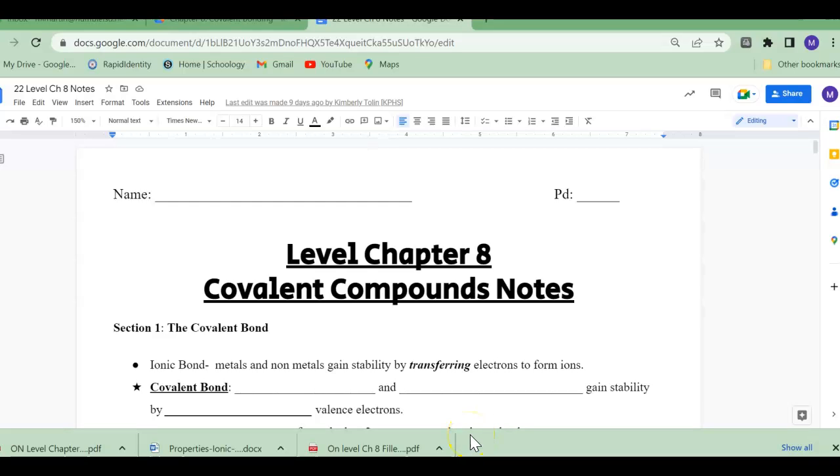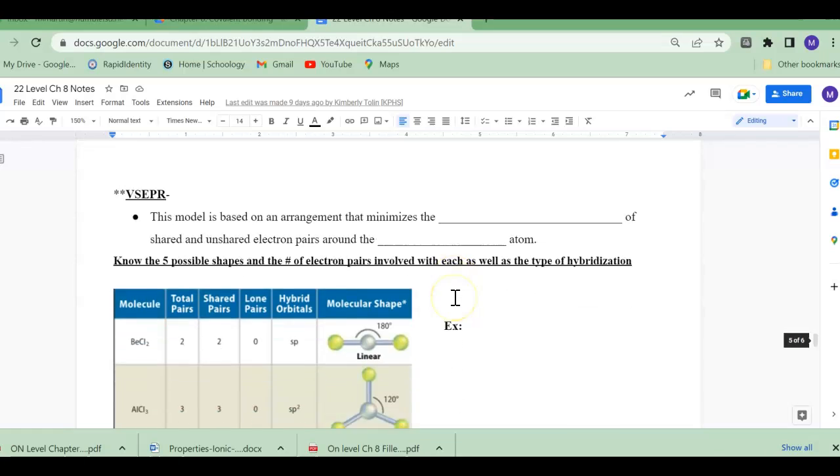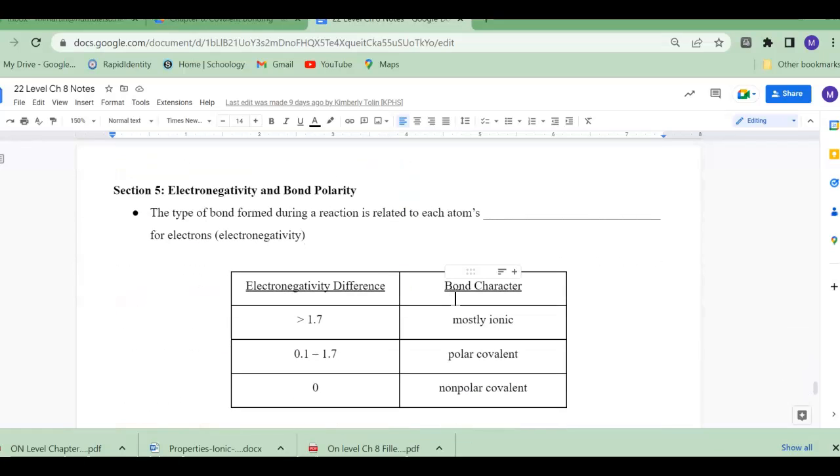This is Chapter 8 for Chemistry on Level. We are looking at covalent compounds, and for today what we're going to do is skip all the way to the back page. So we're going to look at the very last section of notes. We're going to be right here.